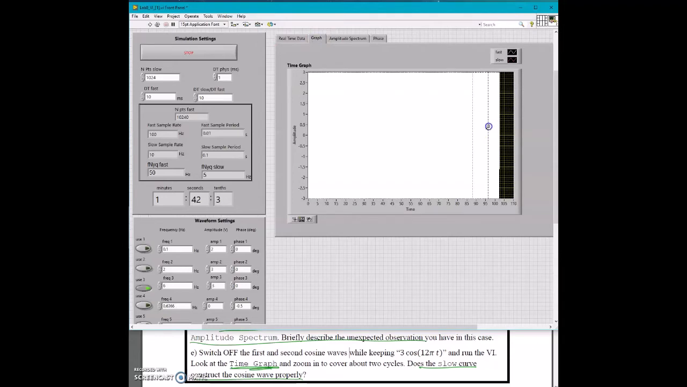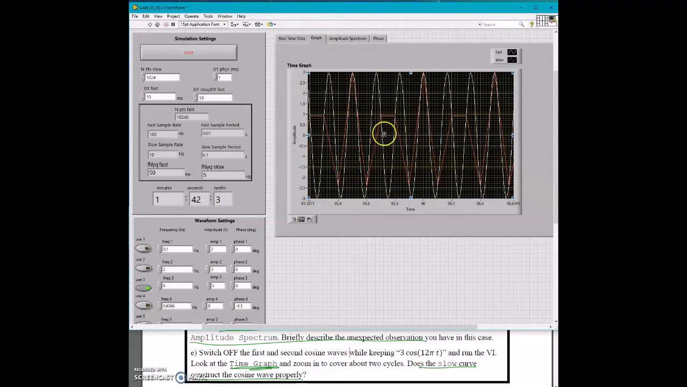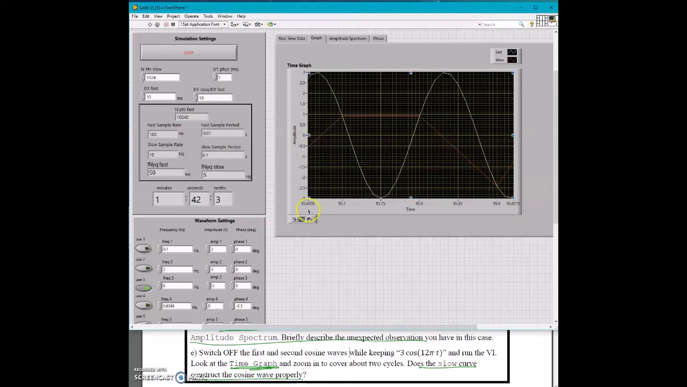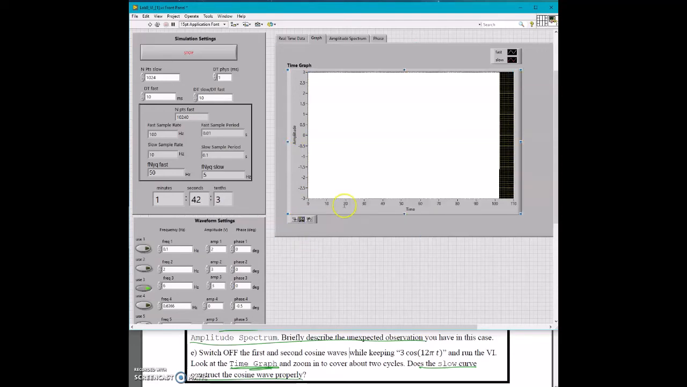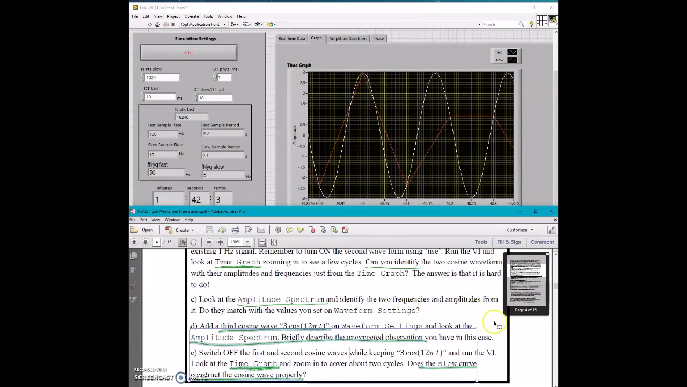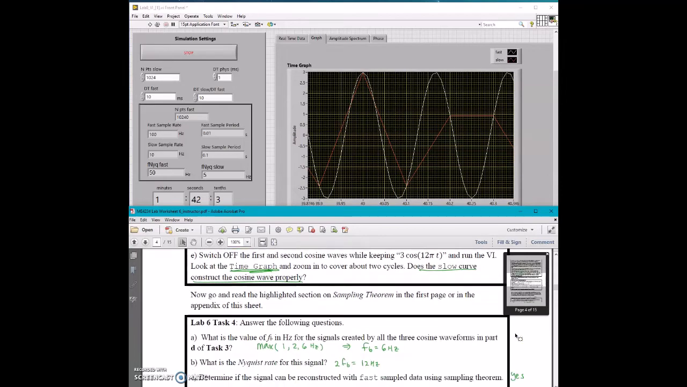How can you tell it's fake? You can look at the graph. You can see that it's not catching all the peaks. The reason why you cannot capture the 6 Hz is because you're sampling too slowly. So let's go to the next task.